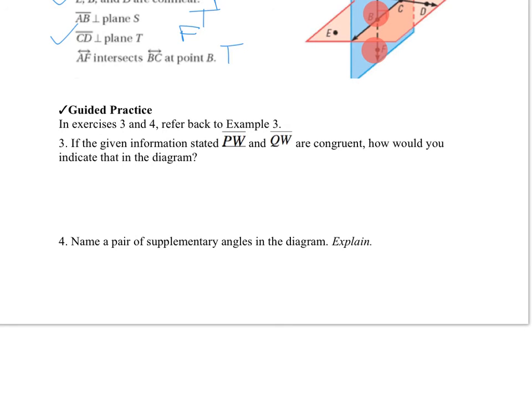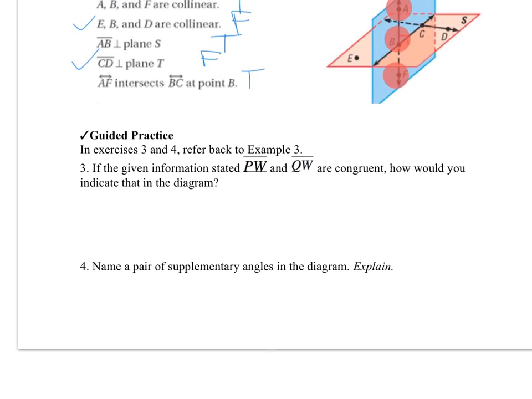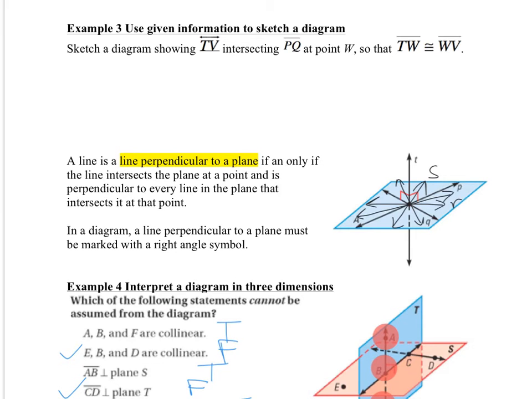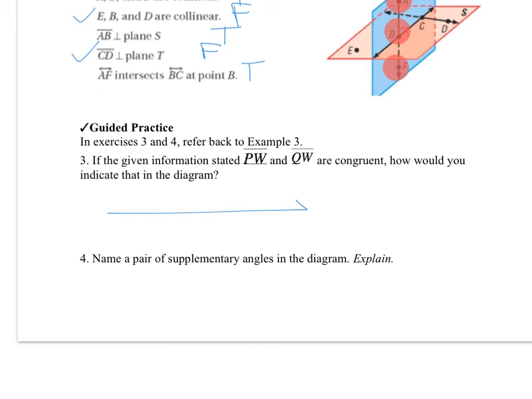So I'm going to redraw my diagram. I pretty much remember what it was. Actually, I lost it up here. I was playing around. I was trying to copy, and I don't know how to copy and explain everything, so I'll just redraw it. And then I'm just going to redraw it down here. So it was line TV, right, with PQ intersect at W. So how am I going to indicate that PW and QW are congruent? Well, I already used 1 tick, so now I use 2 ticks.